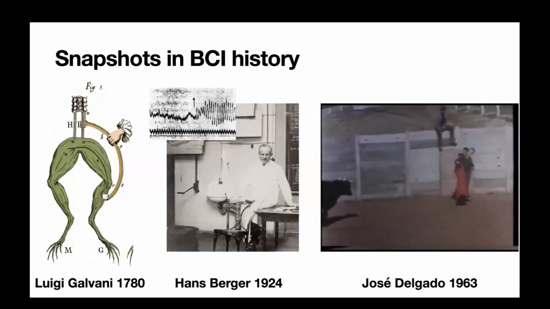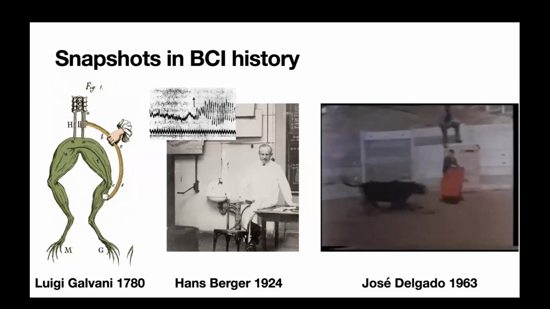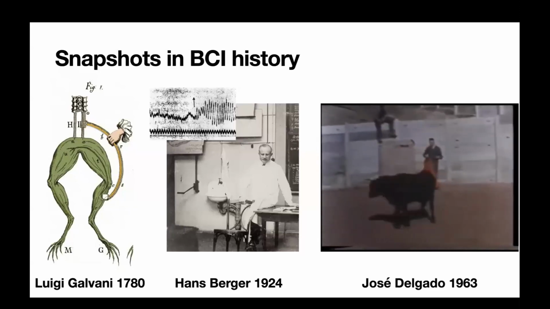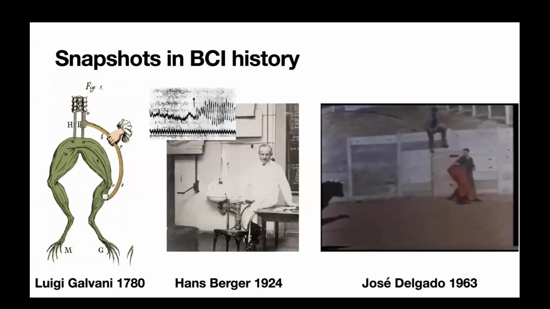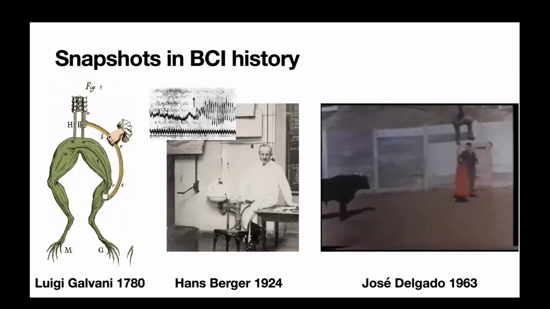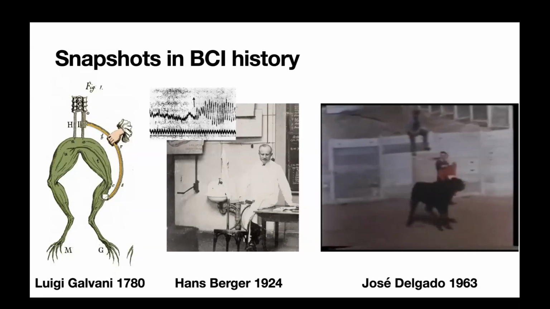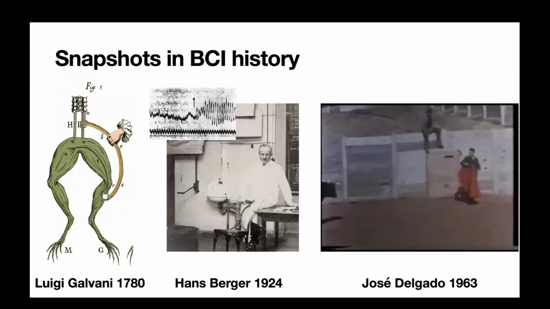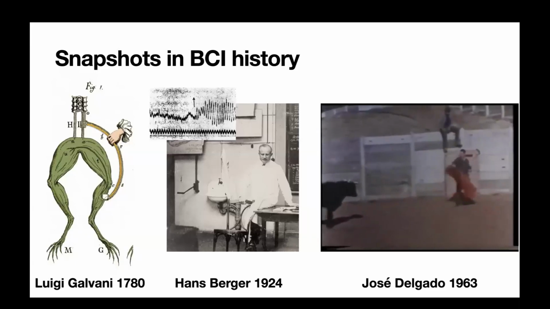1963, Jose Delgado has this amazing open-loop demonstration. I don't know if I've actually called this a BCI yet, but if you look closely, in his left hand he has a transceiver that's wirelessly connected to an implant in the bull's head. When the bull is running at him, he presses that and it actually arrests the bull's movement. So, a striking demonstration.